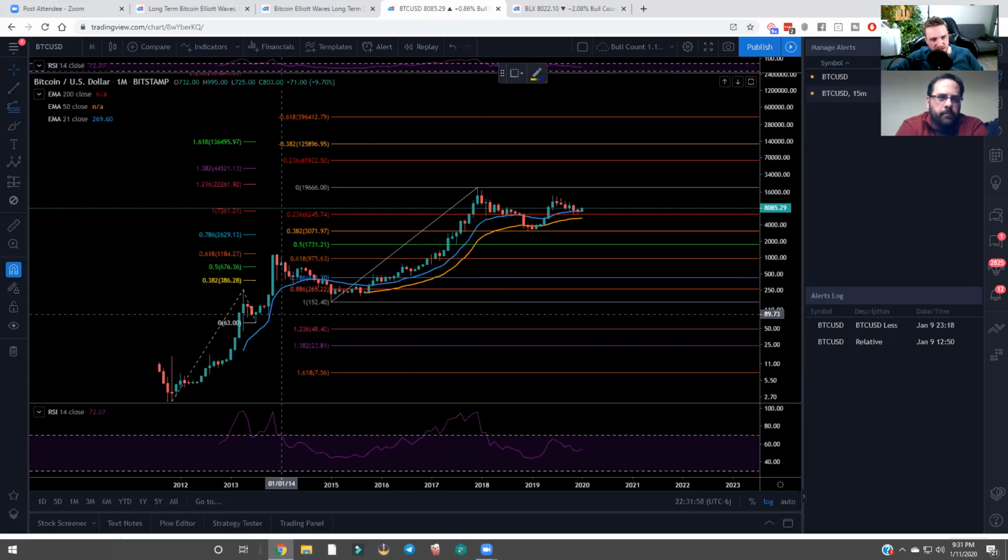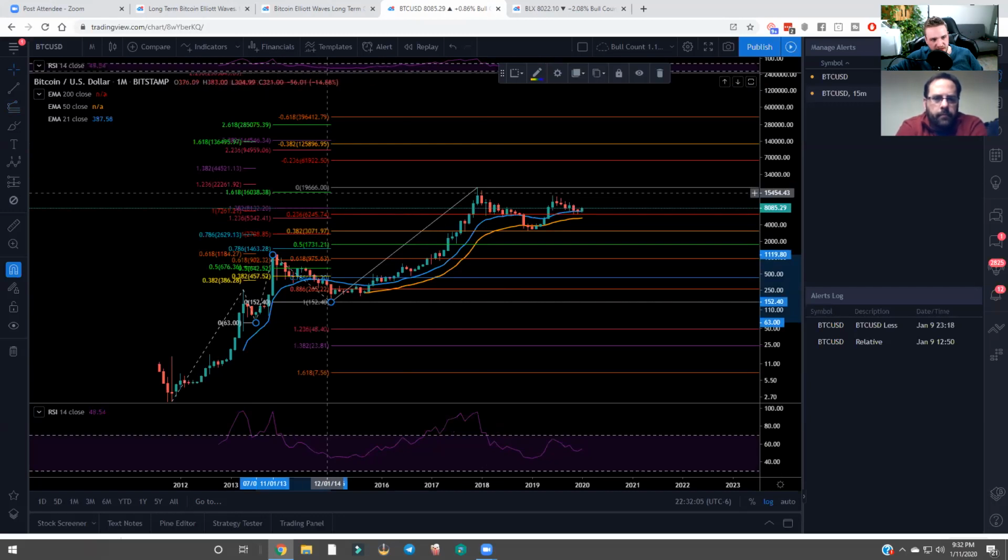So I took an extension of that one, and watch how beautifully this matches up. The 1.618 extension matches up almost to the T with where our top was here. We had a top of about 18.9 or something like that. Let's see right here, we hit a high of 19,666. So pretty darn close to a 1.618 extension. It just started to match up really beautifully, and came back to wave 4 territory here.